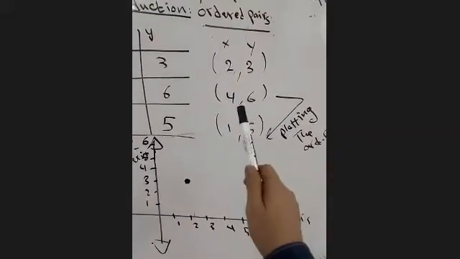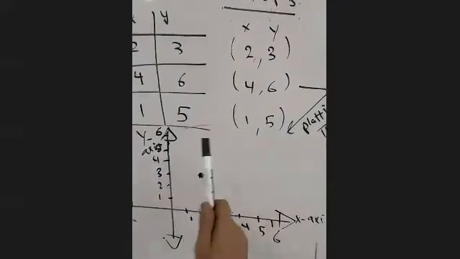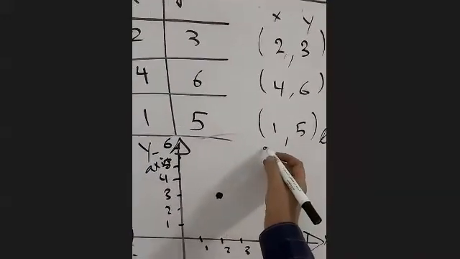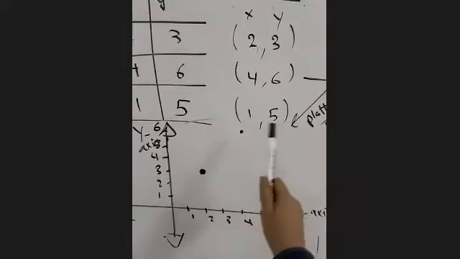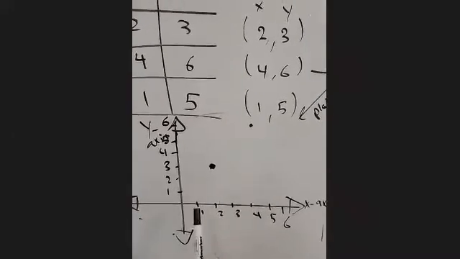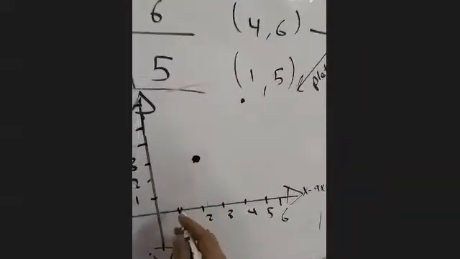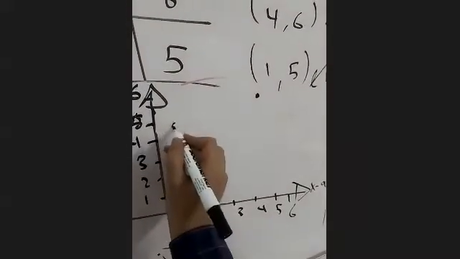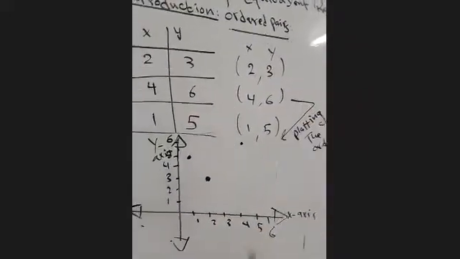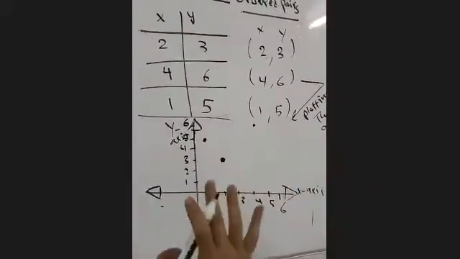Now, to plot 4 and 6, guys, we go to the 4 and up until we get the 6. This is the 6. To plot 1 and 5, we go to the 1, not this one for the y, we go to the 1 for the x, and go up until we get 5 here. So this is 1, and go up until you get 5 and put your point. These points, guys, represent these ordered pairs. So we call this operation plotting the points on the coordinate plane.